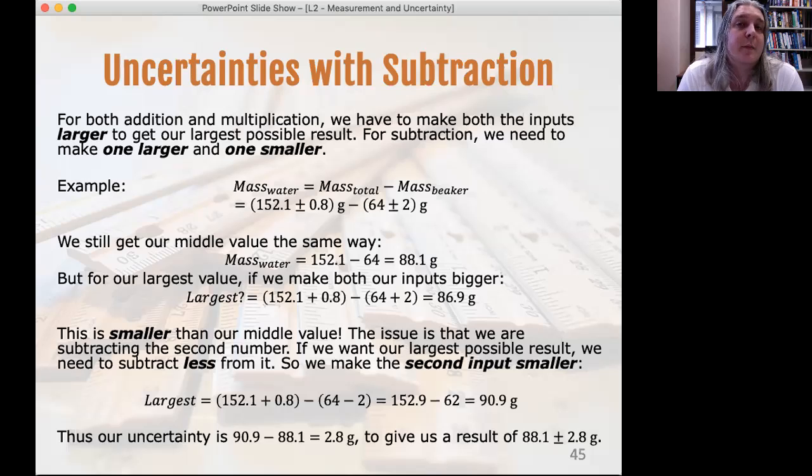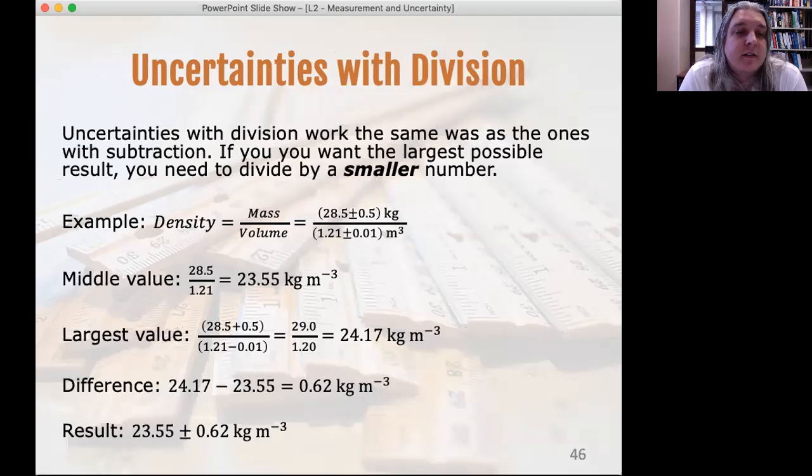So exactly the same process. Find the central value, which is ignore uncertainties, do the calculation, then find the largest value. As I said, you have to make the thing that you're subtracting smaller in order to get a larger possible result. You can see there I did it once without making it smaller. I made the subtracted number bigger, and that gave us a smaller result. But if you make the subtracted number smaller, you get a larger result, and that will then tell you the uncertainty.